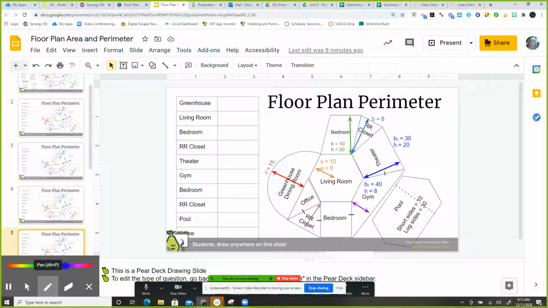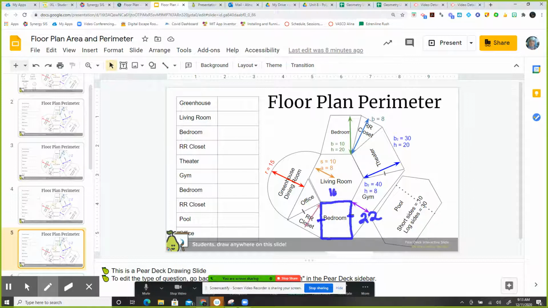So now if I go to the bedroom from the gym, what do I know about the bedroom? And what about the other two sides? So is the bottom. So what's the perimeter? 64. So bedroom number 2 is 64.